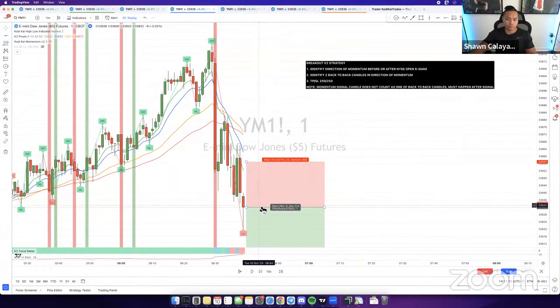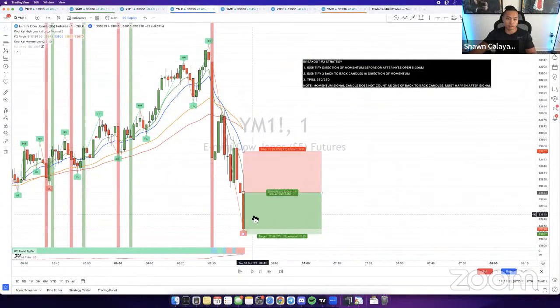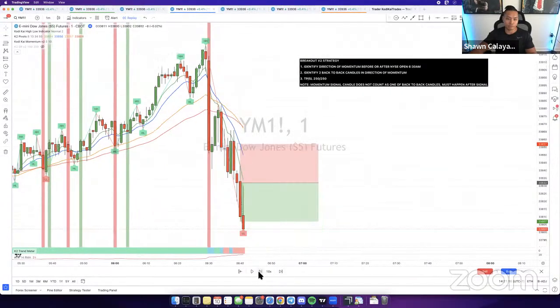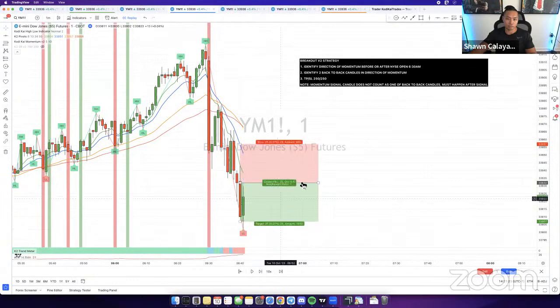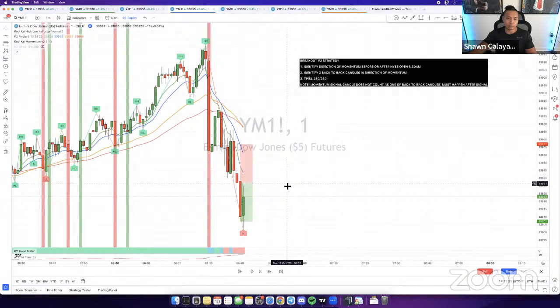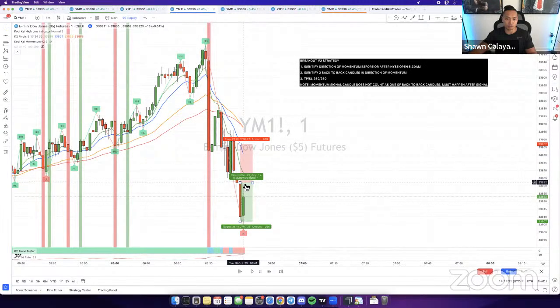Once you have that set up right there, you let the trade run. You can see right there, it goes down close to TP. And right there, it blasts right through. So with that said, there goes an example of the breakout V2. It's pretty self-explanatory and pretty straightforward. You're just looking for a continuation in the direction of momentum. So we had a sell momentum, two red candles, entry happened right there, and then it went straight to TP.